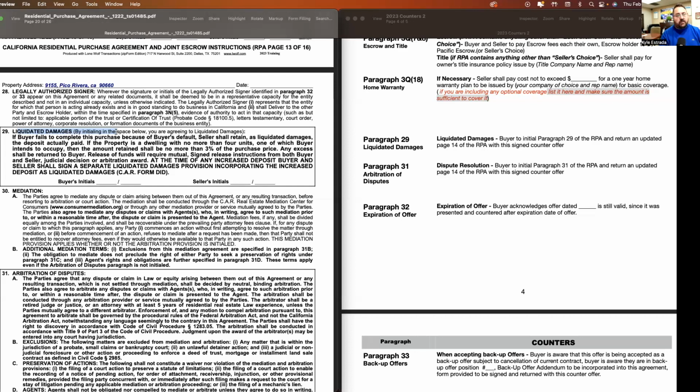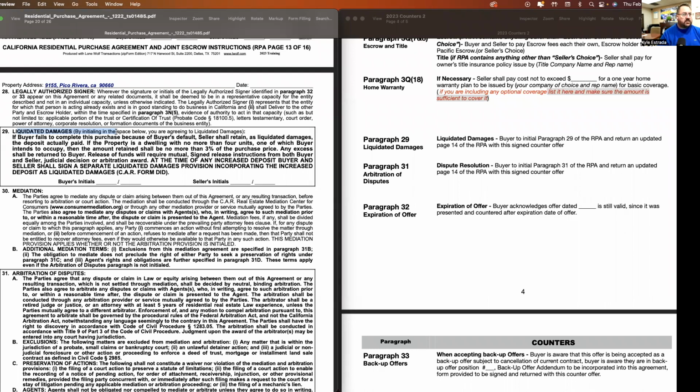Now, if for some reason the buyer has initialed and the seller doesn't want to initial it, then you're just going to put paragraph 29 of RPA to be stricken from the agreement. Seller will not initial paragraph 29. That's it. You have to acknowledge it. It can't just sit out there with one person acknowledging it, not the other.